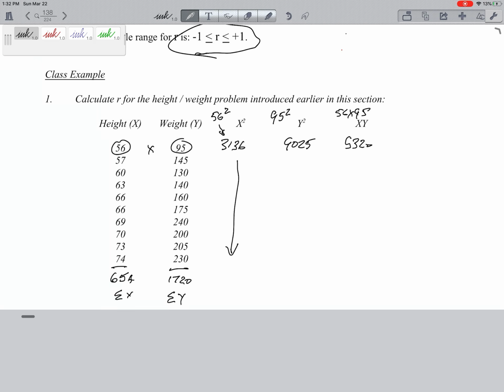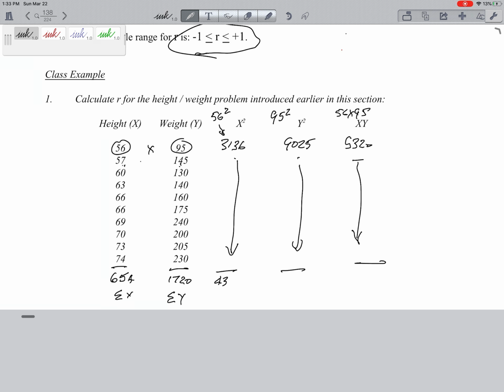Now, I'm not going to fill in all of these numbers here. You can do that just as well as I can. But I will give you the sums down here. So you do that for every row. So 57 times 57 gives you that number. 145 squared gives you that number. And then 57 times 145 gives you that number, and so on. Sum them all up, and you'll end up with the following numbers here.